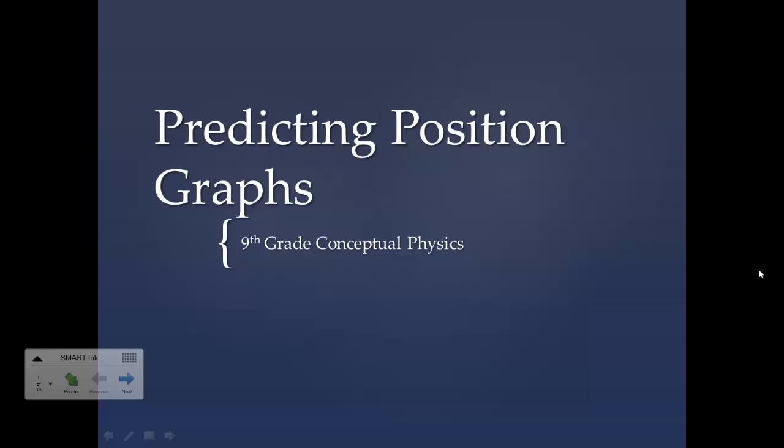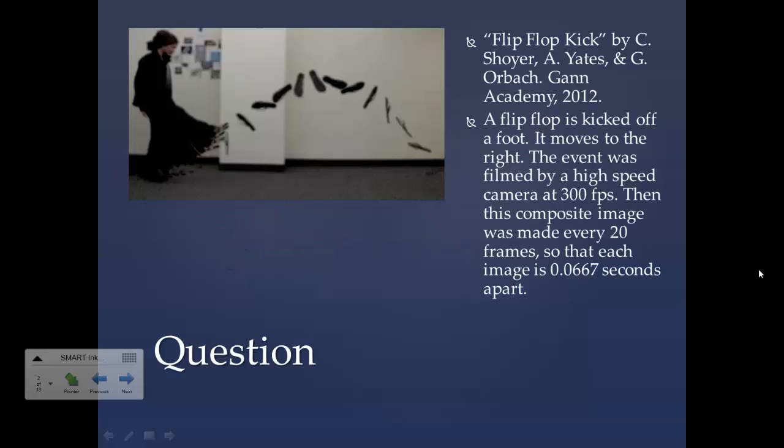Predicting Position Graphs, a 9th grade conceptual physics video. This is a picture called flip-flop kick. A flip-flop is kicked off of a foot. It moves to the right. This event was filmed by a high-speed camera at 300 frames per second. Then this composite image was made every 20 frames so that each image is 0.0667 seconds apart.